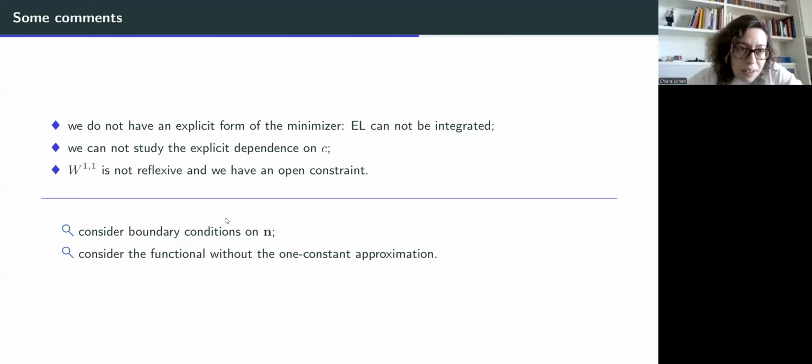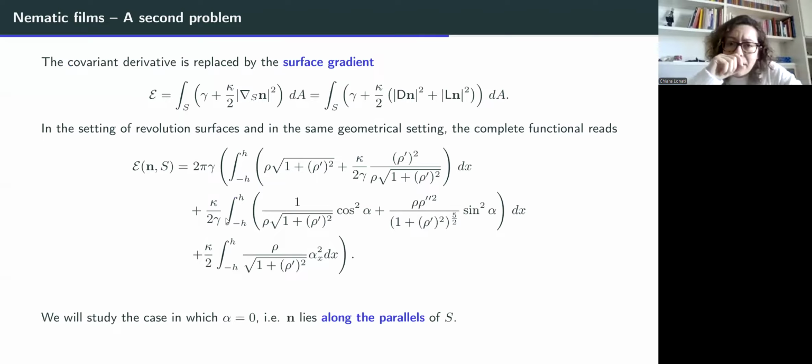As regards instead the second problem, we decided to take into account also the extrinsic part. So this is the functional that was taken into account in the paper by Napoli and Vergori. So we just have the area functional as before, and then here we have the complete surface gradient. So we have the covariant derivative part and the extrinsic curvature part. So we use the same setting as before. So we have the two circles that are coaxial parallel. We consider again revolution surfaces.